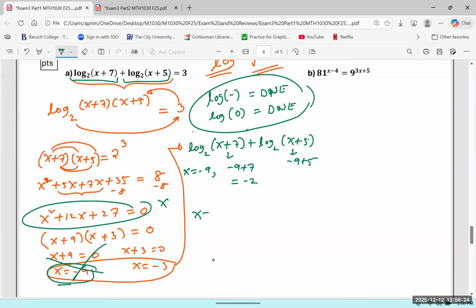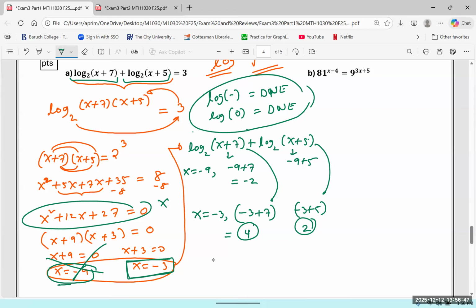Then we check x equals -3. We get -3 plus 7, and we get -3 plus 5. Here. -3 plus 7, what do you get? And -3 plus 5. 2. Both of them are positive, so we are happy. So that's our only solution.